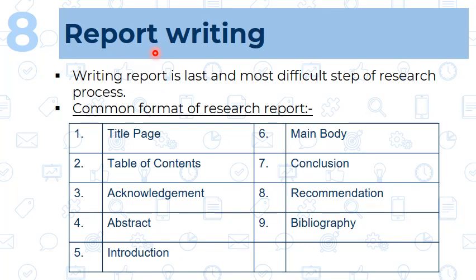Writing the report is the last but most difficult step of the process, and whichever is the type of research, either it is historical, experimental, descriptive, means whichever is the type of research, there is a common format of the research report. That common format consists of 9 steps, we can say. The first, that is title page. Means here we are going to write down our name, the title of the research, then which university, then the research guide, everything we are going to mention.